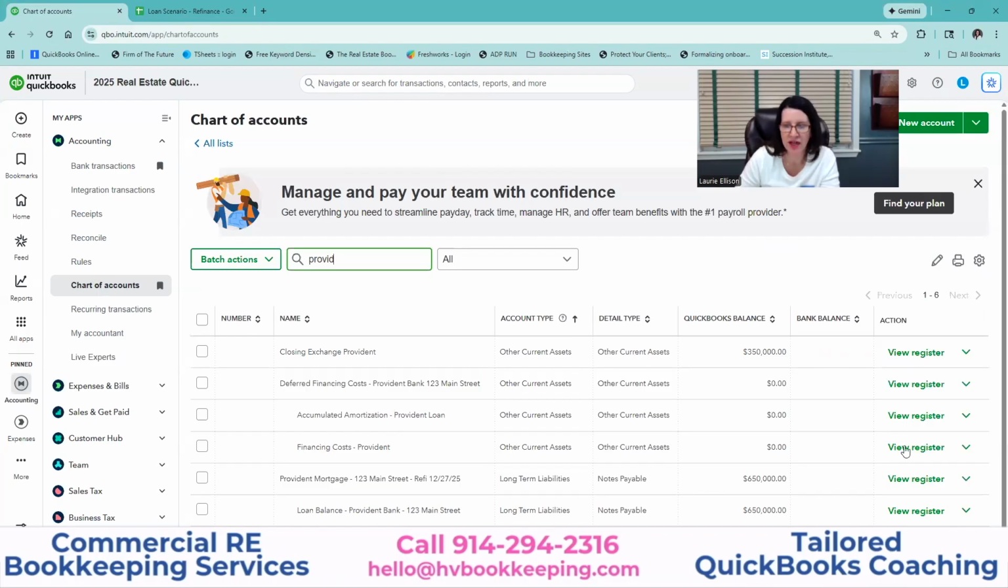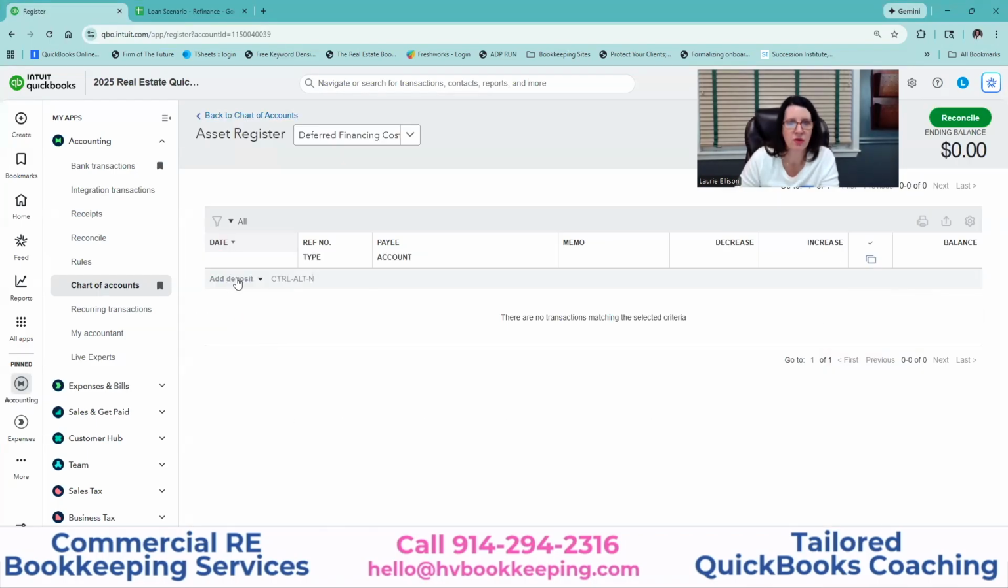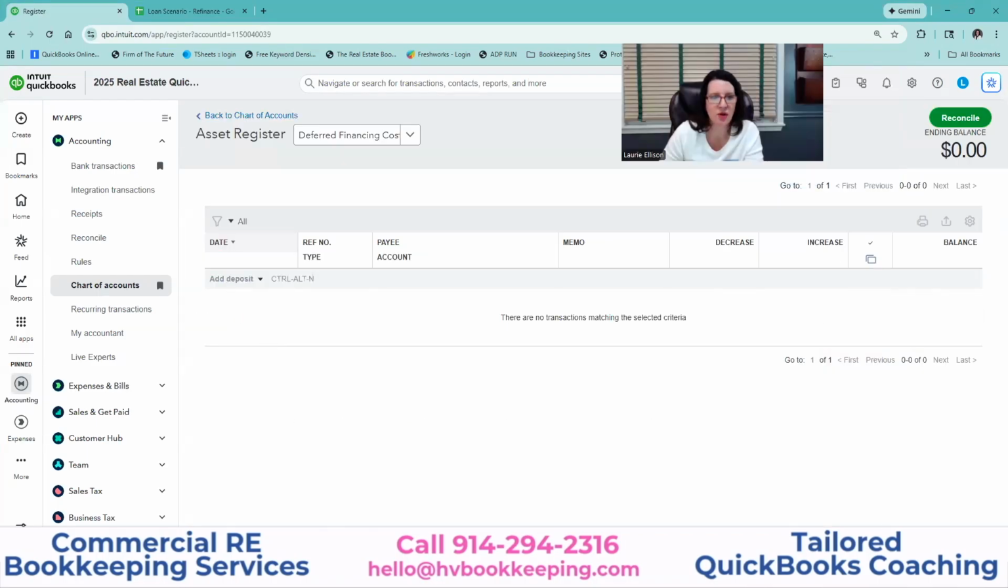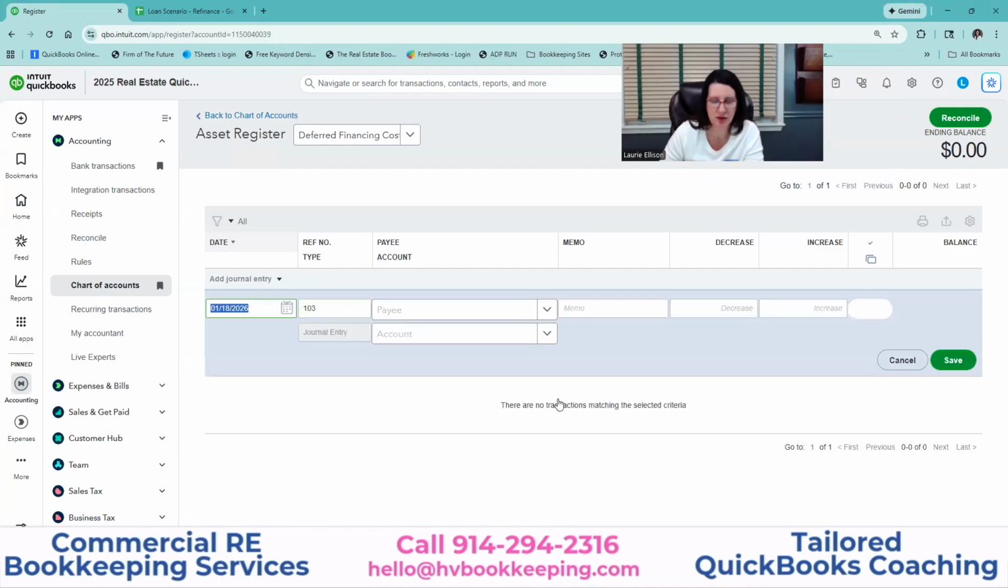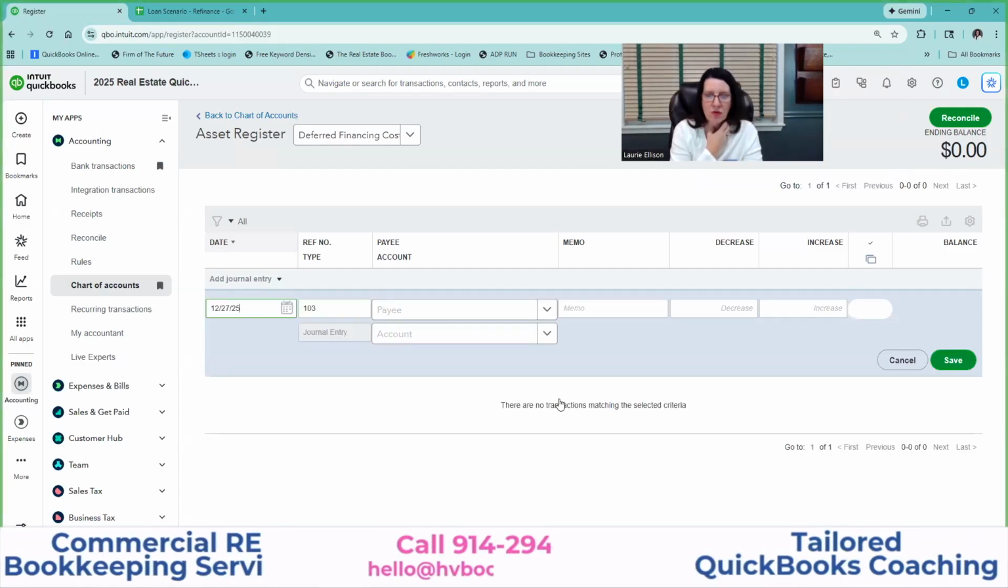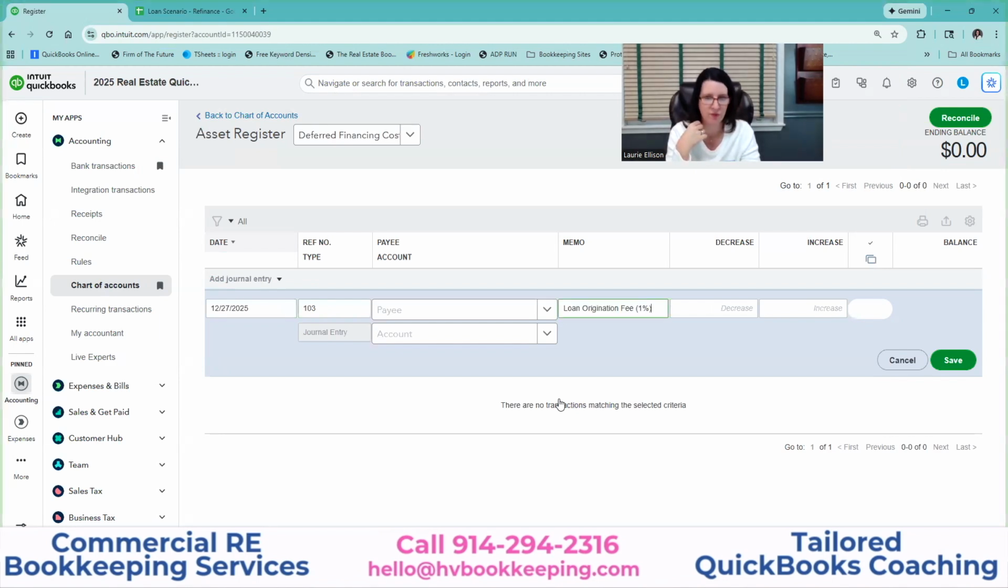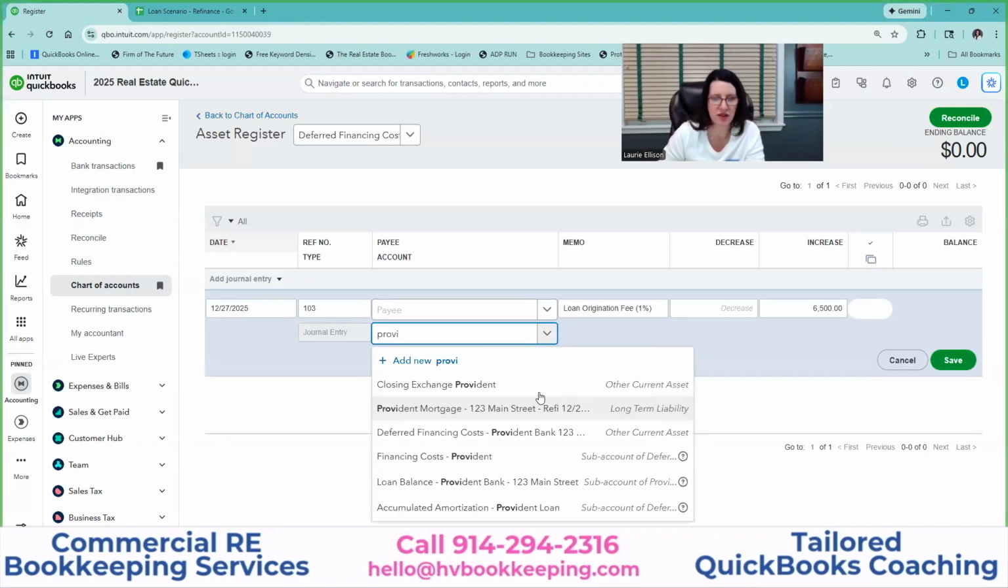And then I'm going to go back, financing costs Provident, right? And I want to increase these. So I'll just say journal entry. And I just put it in the memo. And the loan origination fee was $6,500. Oops, and I want to increase these. So I want this to be a positive balance on my balance sheet. And then again, I'm going to put this to my closing exchange.